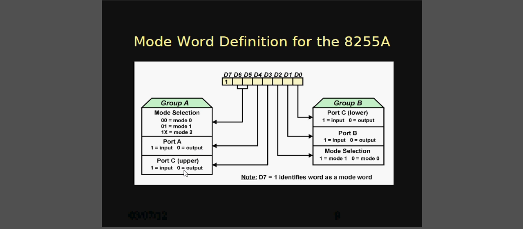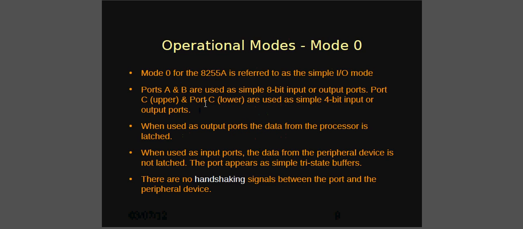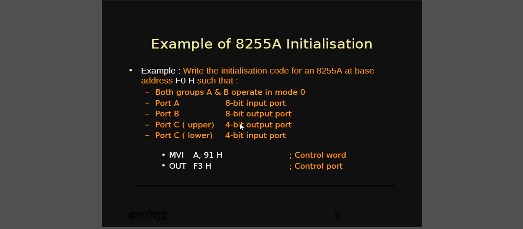Oops, sorry, no, this is port C. So this is port A. Port A should be, wait, port A should be input. Port A should be input. Yeah, port A should be input, so it should be 1. Yeah, that's correct. So this is 9 and this is 1. So this is 1001 and here is 0001.